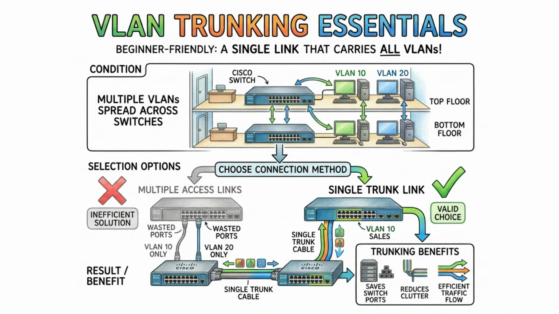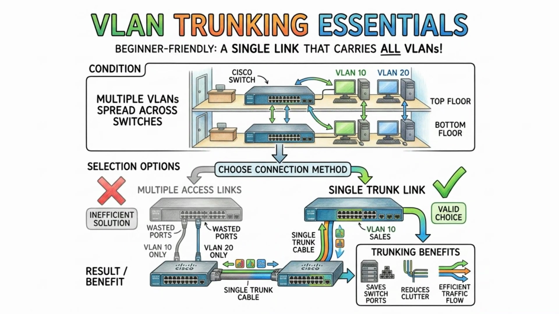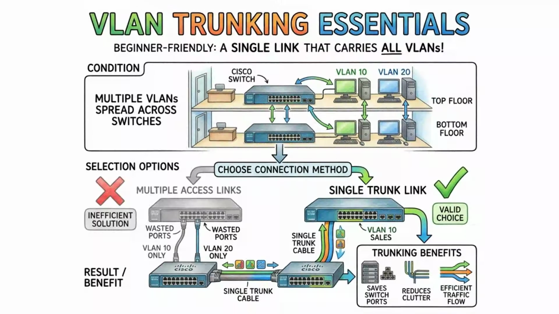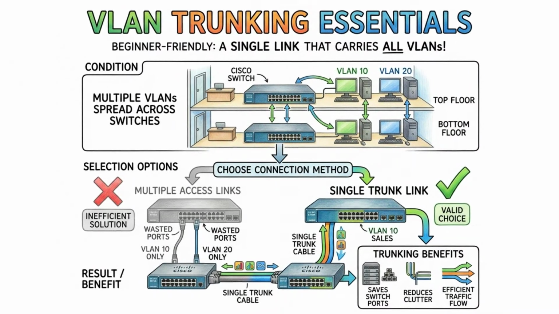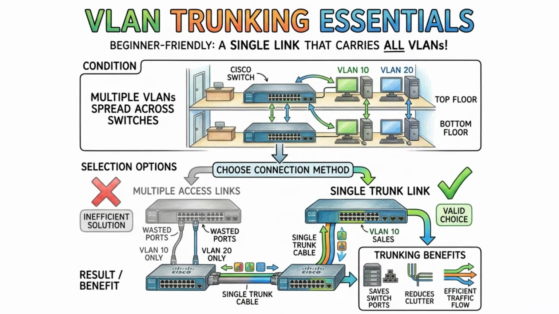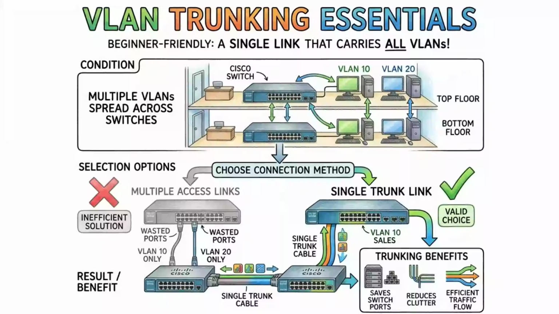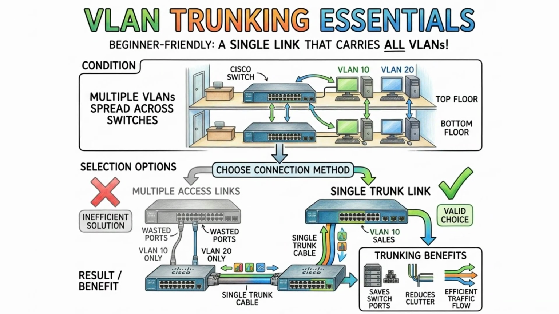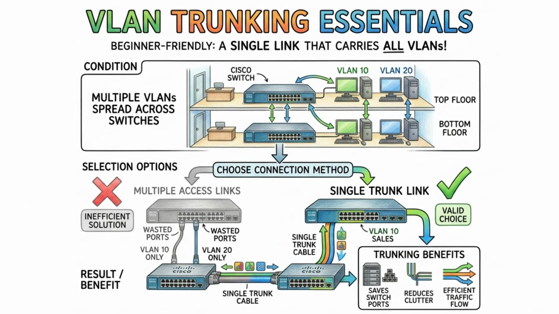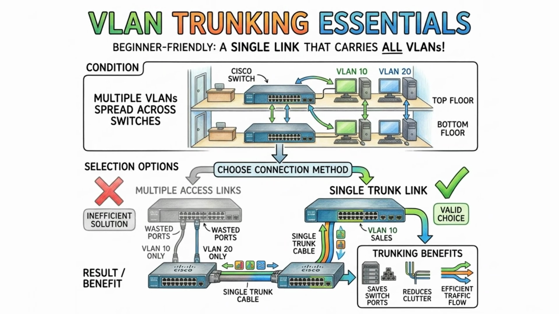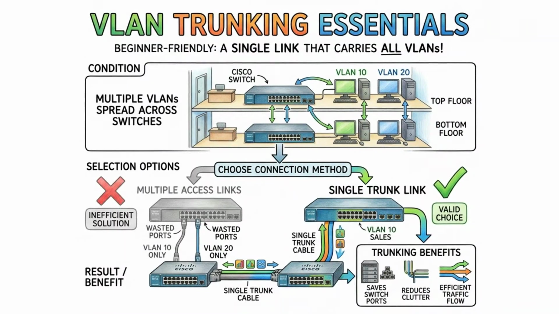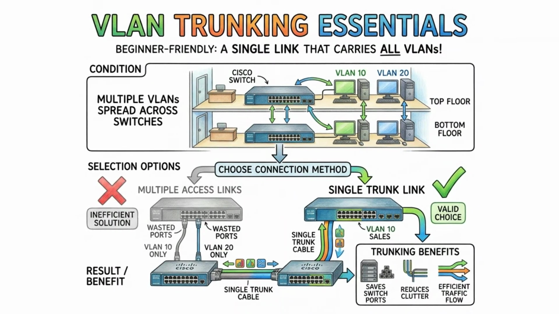While access ports are perfect for connecting individual computers, a significant problem arises when you need to connect two entire switches together. If you have computers in VLAN 10 and VLAN 20 spread across multiple different floors in a building, you need a way to pass all of that separated traffic between the switches. You could theoretically run a separate physical cable for every single VLAN, but that would quickly waste all your expensive switch ports and turn your wiring closet into a nightmare. Network engineers needed a clever way to carry multiple different VLANs across a single physical cable, which introduces the essential concept of trunking.